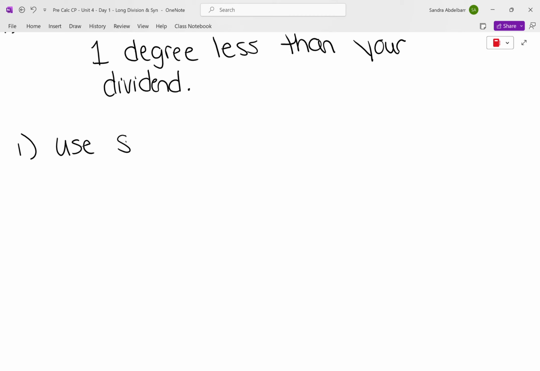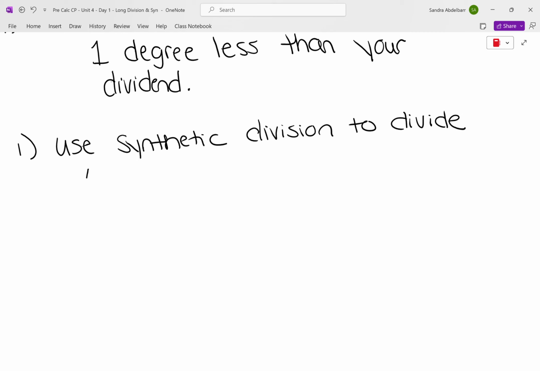Okay. So I want us to use synthetic division to divide x cubed plus x squared minus 4x minus 4 by x minus 3.